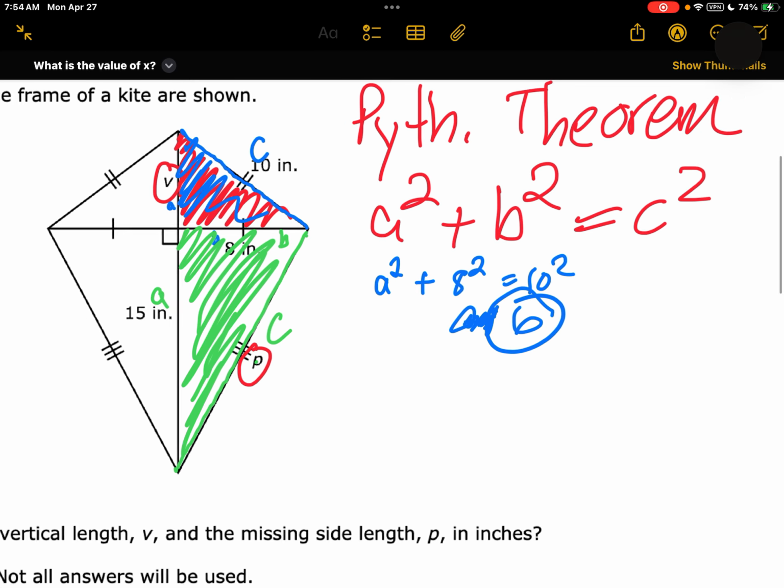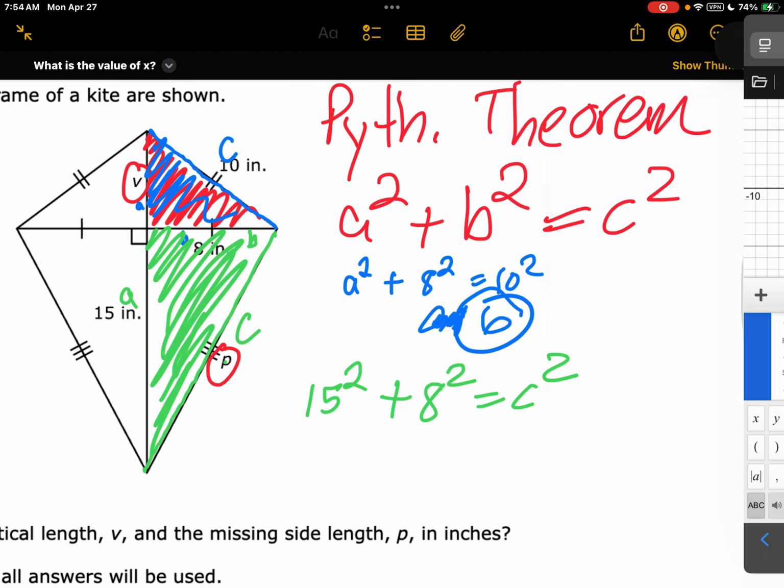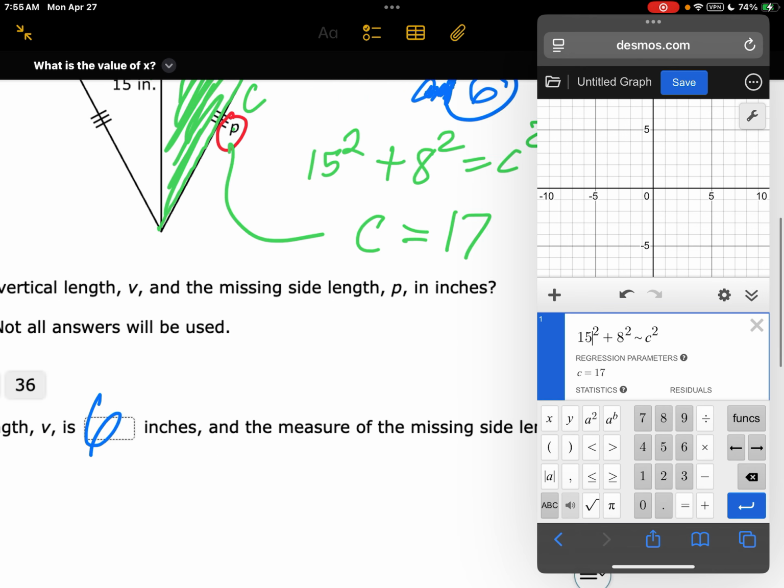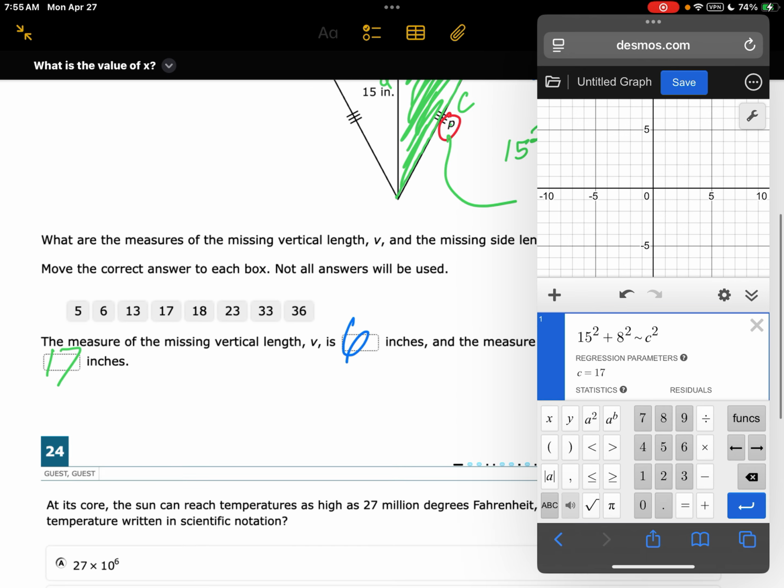All right, so part 2 of the problem, we're going to do 15 squared plus 8 squared equals C squared, using Desmos again. We do not know what C is. Don't forget, C is the important one. Do not mess up letter C. And then go change this. 8 squared's good to go. And this A, we do know what this one is. This one's 15, and we get C equals 17, or P. All right, so that will be 17.